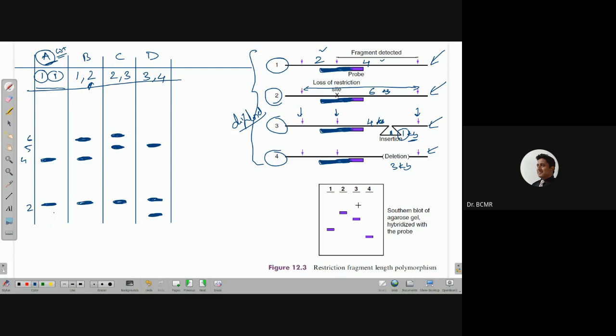Okay. So this is how we play puzzles in the exam. This course should be filled with puzzles. Either a gel picture will be given and you are asked to determine the nature of the genetic variation, or I'll give you the genetic variation and ask you to draw the gel picture. You will never get a question in rDNA in medicine as what is southern blotting. That's not going to happen.